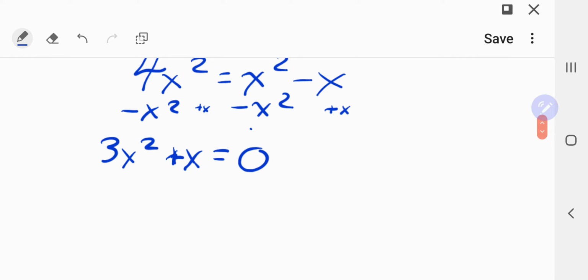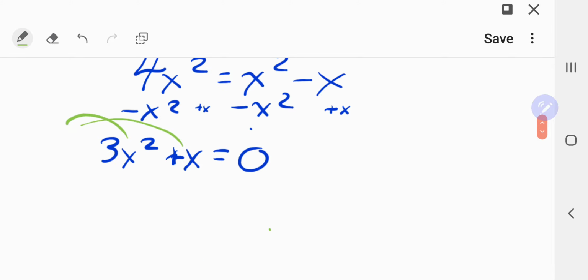Now, how do we solve this? We could use the quadratic formula: opposite of b plus or minus the square root of b squared minus 4c all over 2a. That would work. We could factor it, or we could complete the square. Factor it. Well, yes, we're going to factor it.